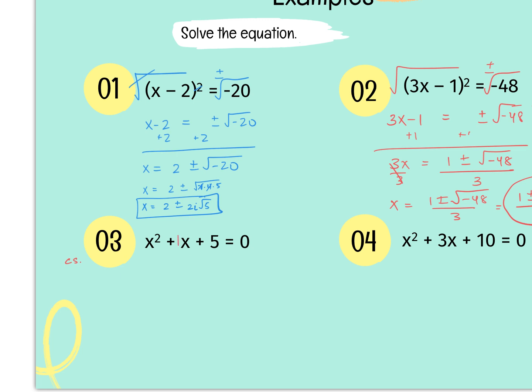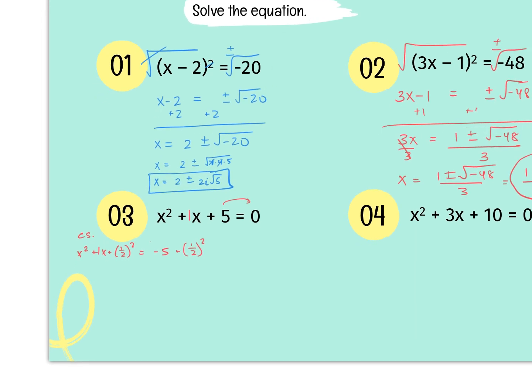The b is odd, and I don't like using it because it gives me fractions. But again, let me move this over. So solve using completing the square, I would have x squared plus x equals negative 5, because I'd have to start by moving that 5 over, right? Then I would take half of 1, which is a half, and square it. And so a half squared would have to be added to both sides.